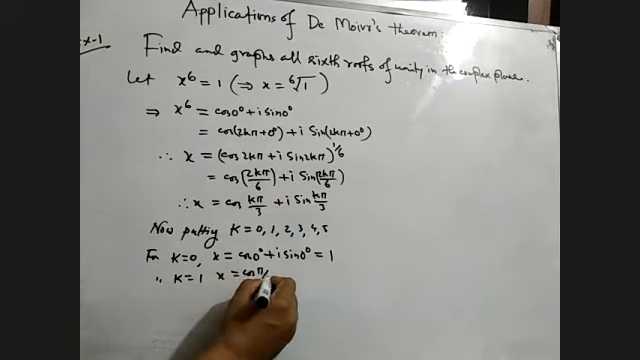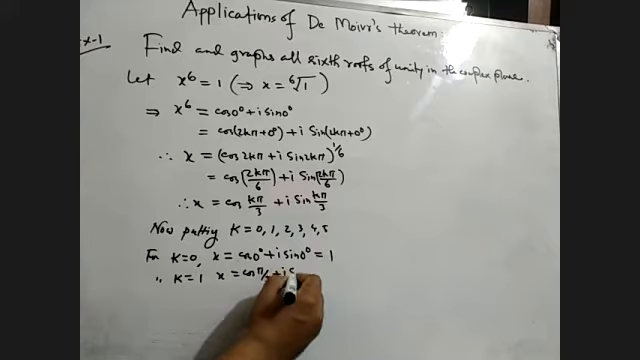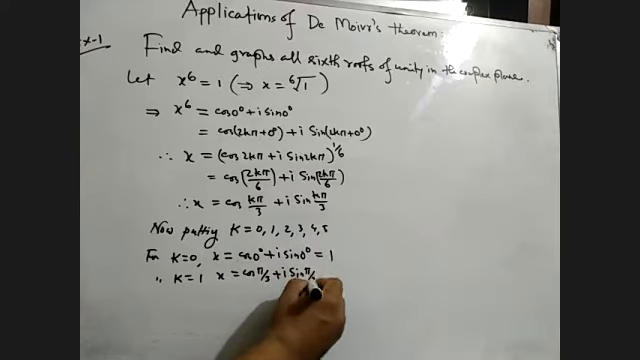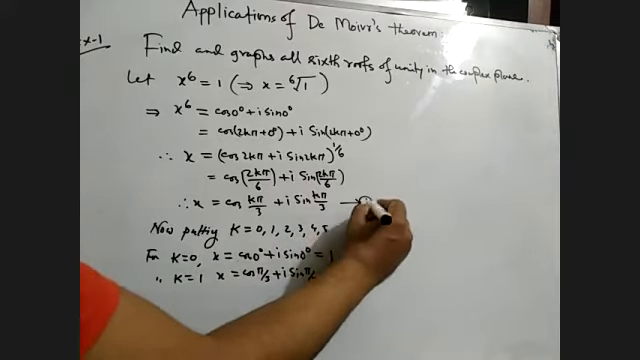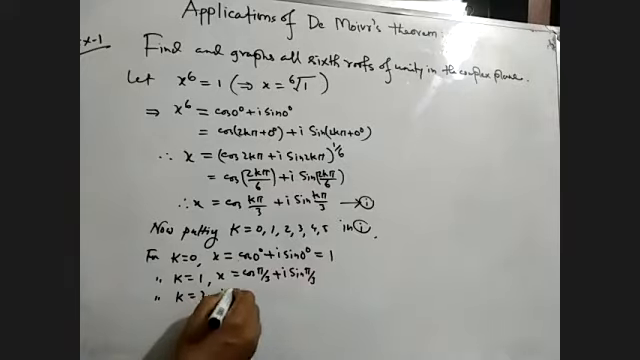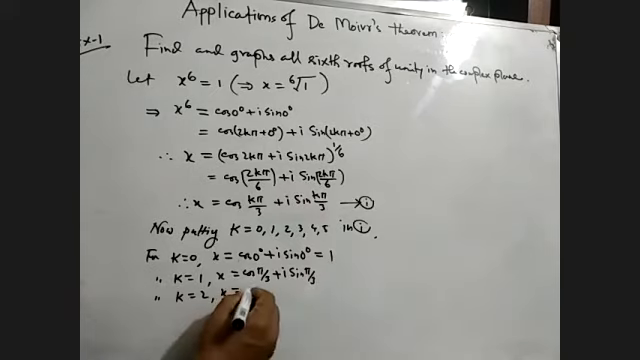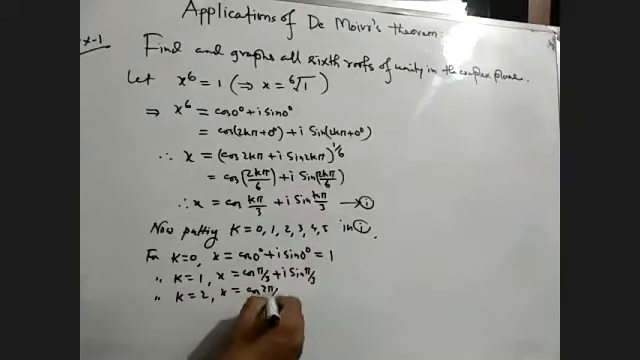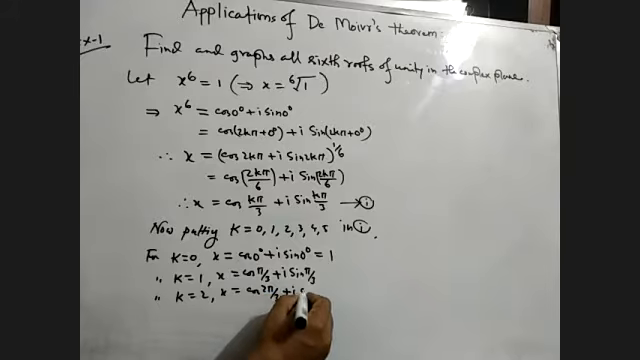Cos pi by 3 plus i sin pi by 3. Just putting here k equals 2, x equals to what will be? Cos twice pi by 3 plus i sin twice pi by 3.